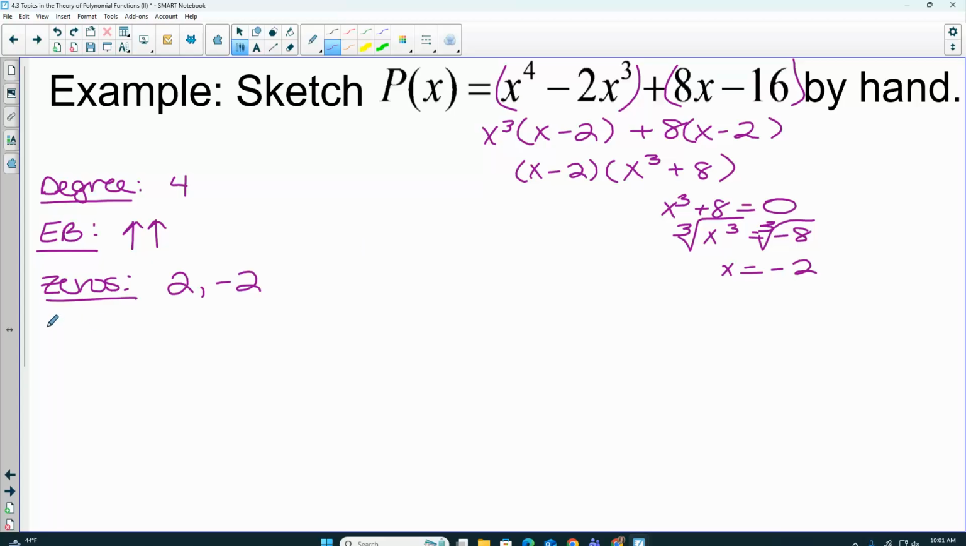So to decide if it goes through or bounces, both of these have a multiplicity of 1. 1 is odd, so what will it do? Through both of them. How do we find the y-intercept? Put in 0 for all of our x's. Pretty easy to do if you look back at the original. You get 0 minus 0 plus 0 minus 16.